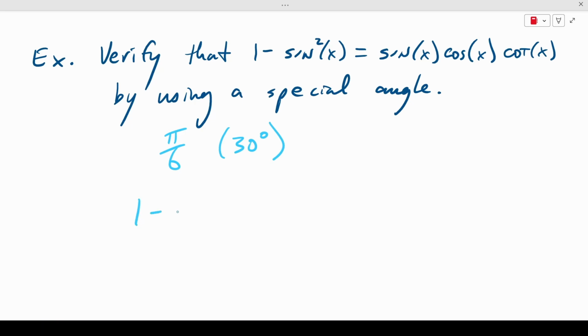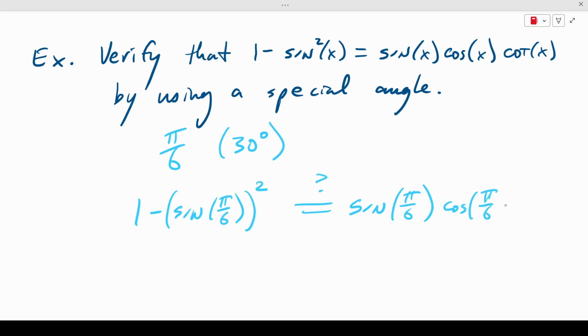So I have 1 minus sine of pi over 6, squared. I'm going to just write it this way to emphasize that this notation means that it's sine of x, all squared. And I'm going to put sine of pi over 6, cosine of pi over 6, cotangent of pi over 6. Now, I haven't actually memorized what that is, so I'm going to rewrite that as cosine of pi over 6 over sine of pi over 6, because that I know I can do.